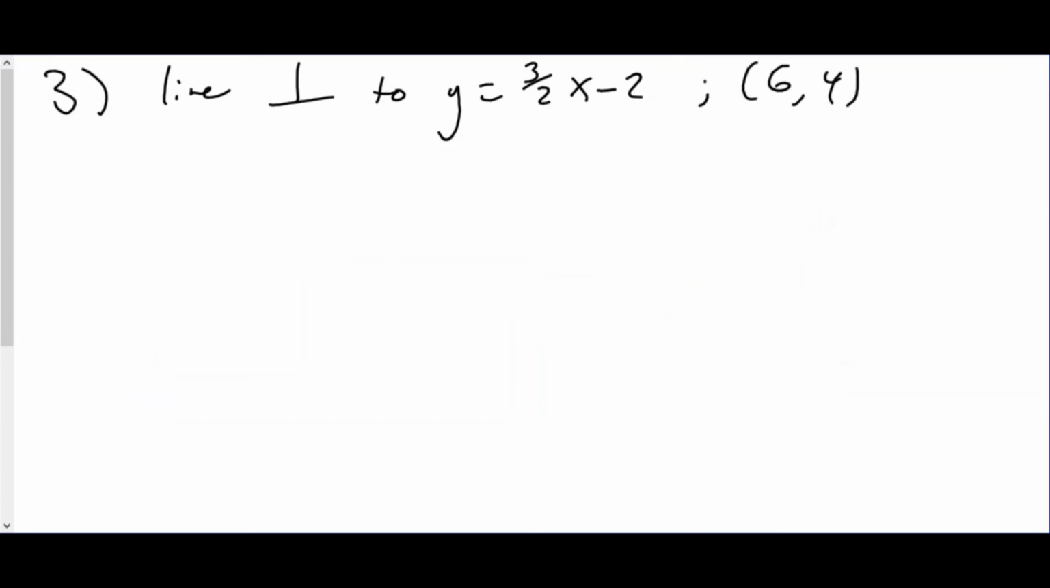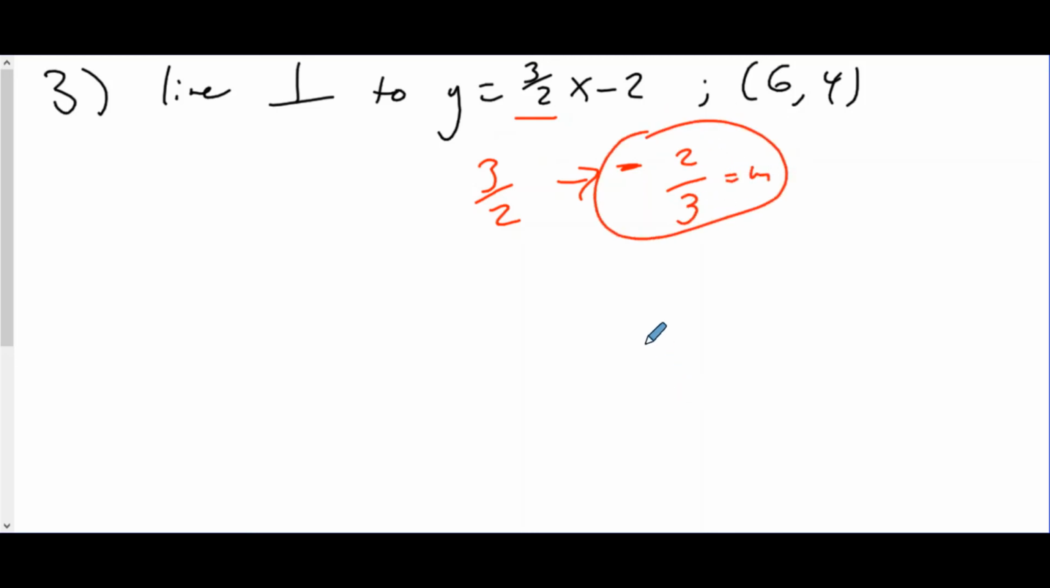Last question here, I want to be perpendicular to y equals 3 halves x minus 2, and it needs to go through the point (6, 4). This time I can find my slope fairly easily. I want the opposite reciprocal. So it's positive, so the opposite means my slope will be negative this time. Reciprocal, we go from 3 halves to 2 thirds. So my slope is negative 2 thirds.